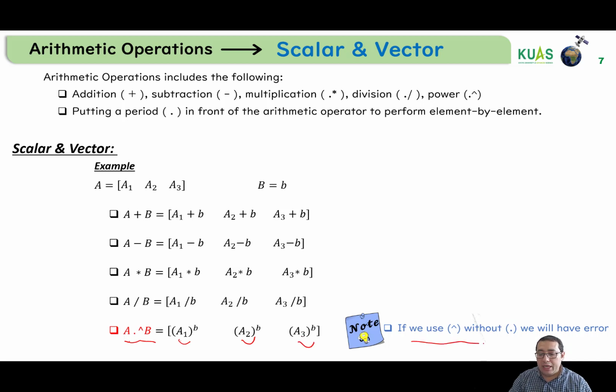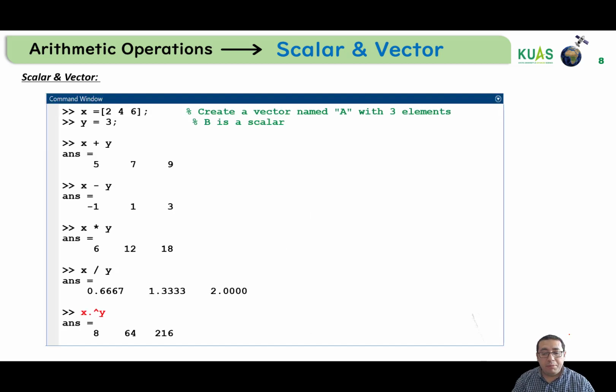And please note that if you didn't use the dot or the period before the power, it will give an error. Let's check the following example. For example, in this example, we have X with 3 elements, 2, 4, 6. This is a row vector. And we have Y with a value of 3.